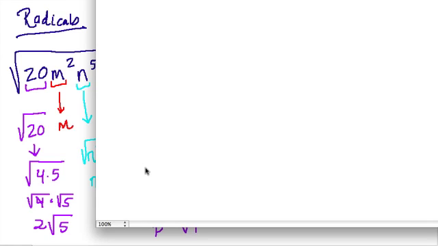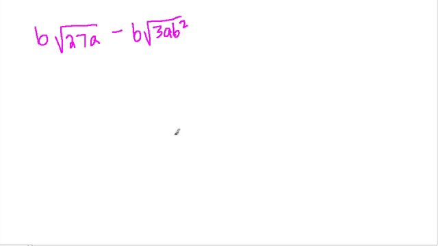Okay, so what else can we look at in terms of radicals? Well, what if we had this problem right here? b times the square root of 27a minus b squared times the square root of 3a. What do we do with this?